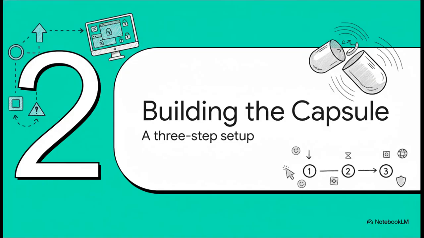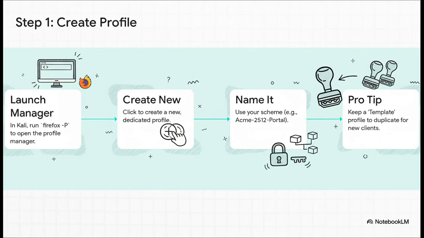Okay, you ready to actually build one? This isn't some big, complicated thing. You can have your very first client capsule up and running in just a couple of minutes. It's just 3 simple steps. Step 1, create the profile itself. Just pop open a terminal in Kali and run firefox -P. That'll bring up the profile manager. From there, you just create a new profile and give it that specific name we just talked about.